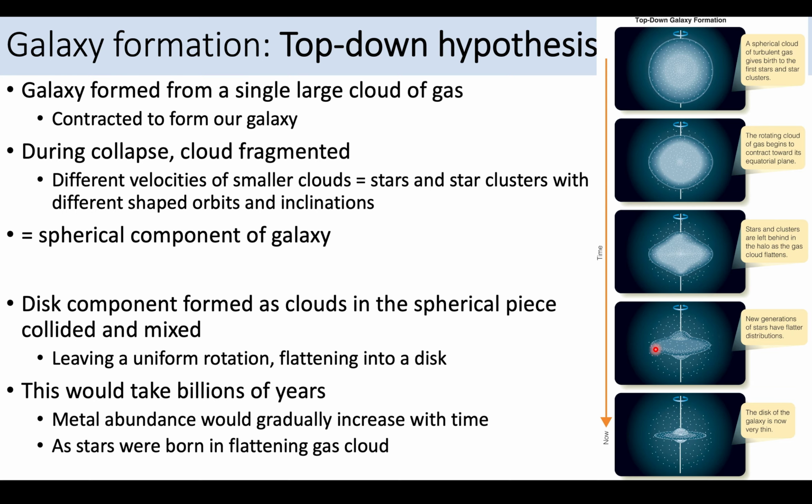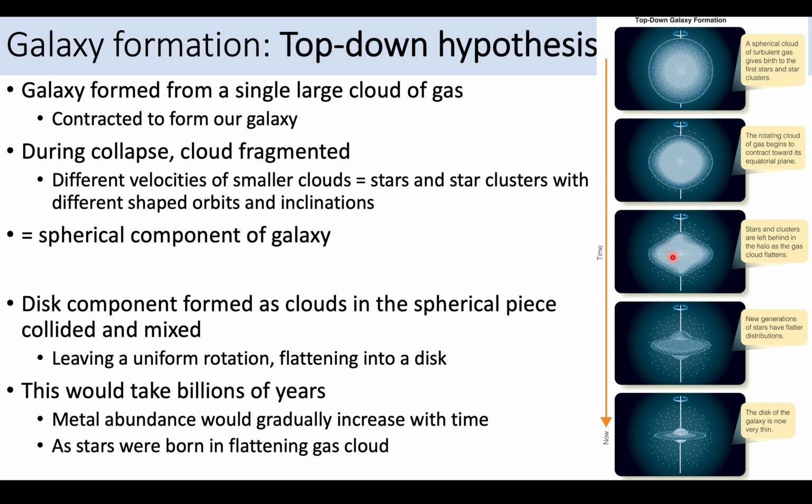So this process would take billions of years, so this is not as quick as, say, making a pizza. But the abundance of metals would gradually increase with time. So there would be metal increasing with time, and stars would be born as this disk was flattening.